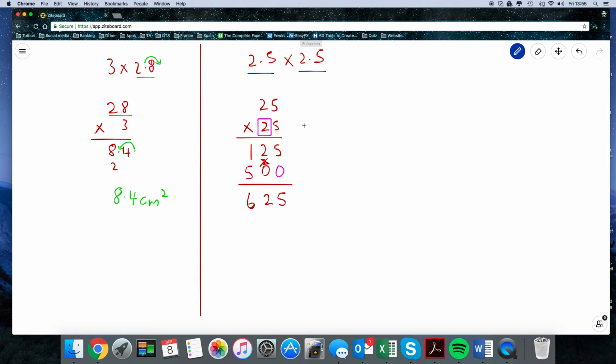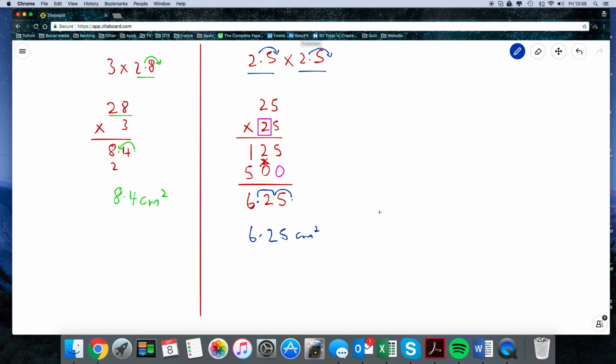We've got to adjust. So this time we had to adjust both numbers. We had to move the decimal place 1 to the right in one number and another 1 to the right in the second number. That's a total of 2, so I move the decimal point back 2 places. So the correct answer is 6.25 centimetres squared.